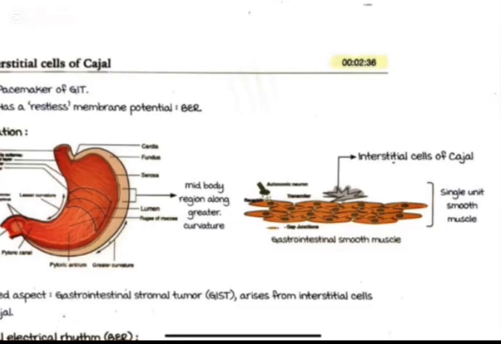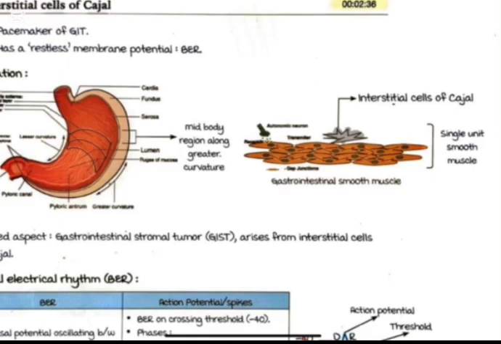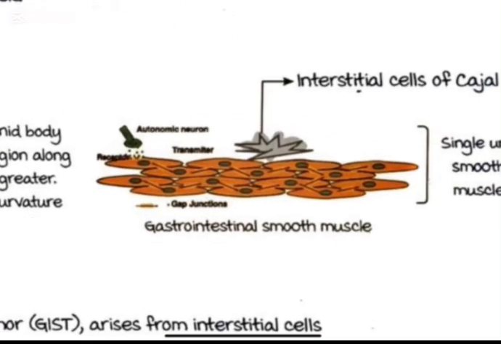Gastrointestinal motility. Interstitial cells of Kajal, which is the pacemaker of the GIT and has a restless membrane potential. Location: mid-body region along the greater curvature is where your interstitial cells of Kajal are. So, a closer look.